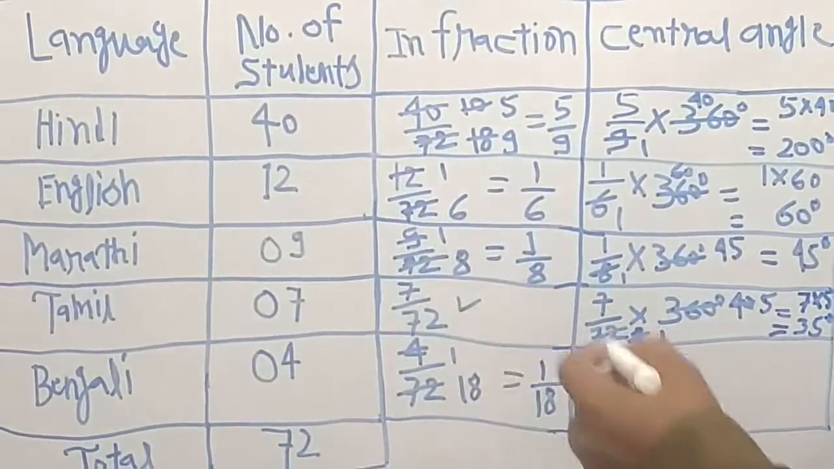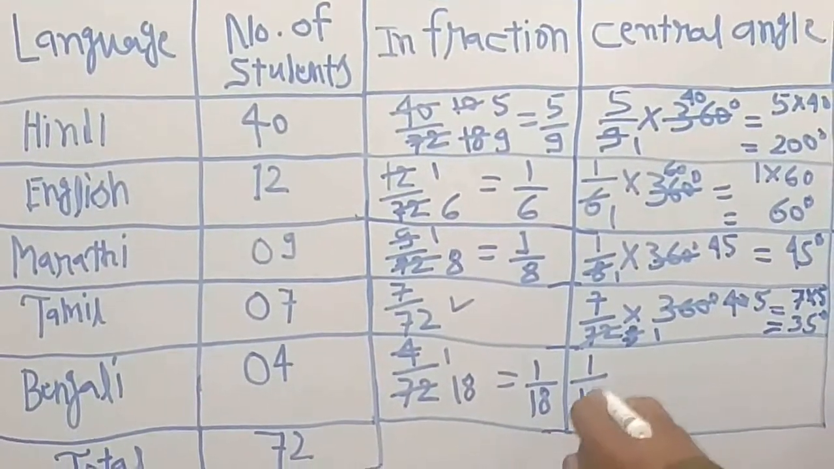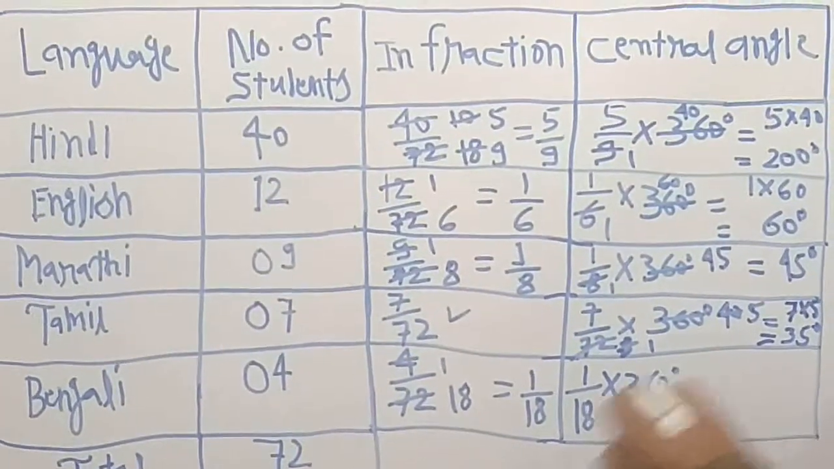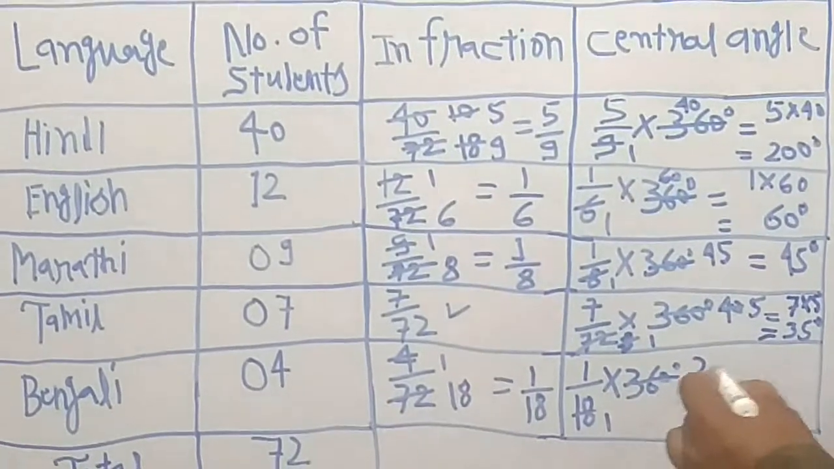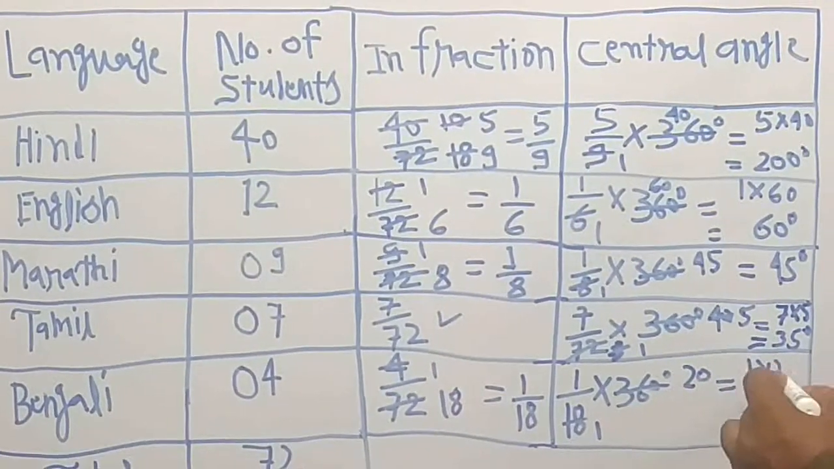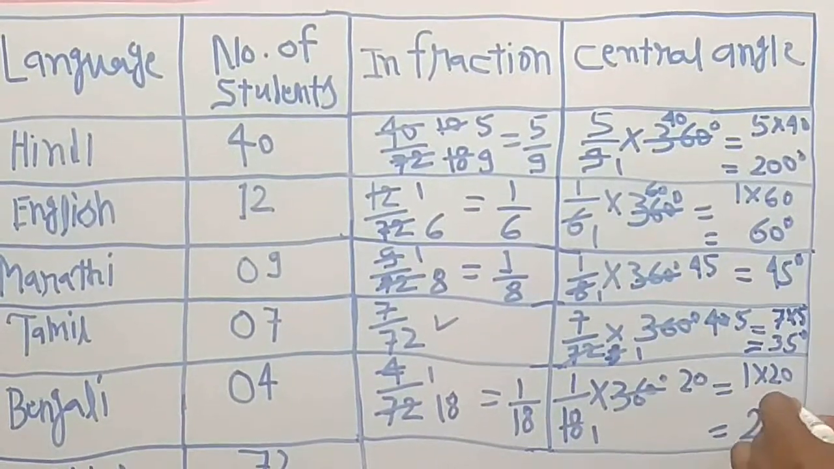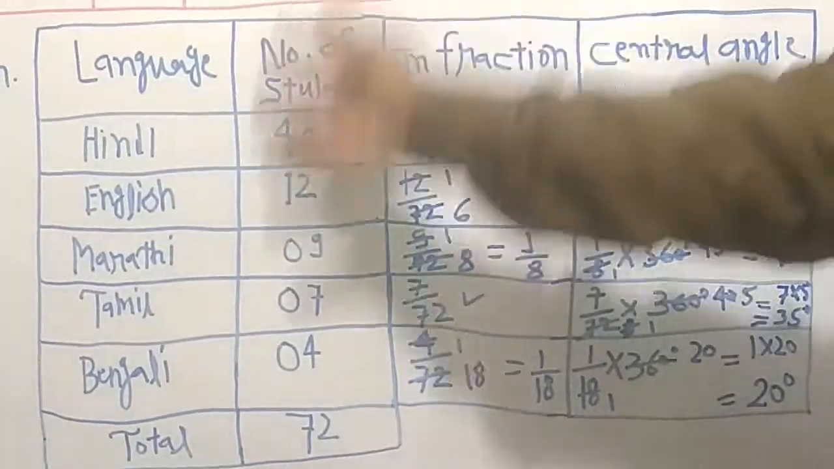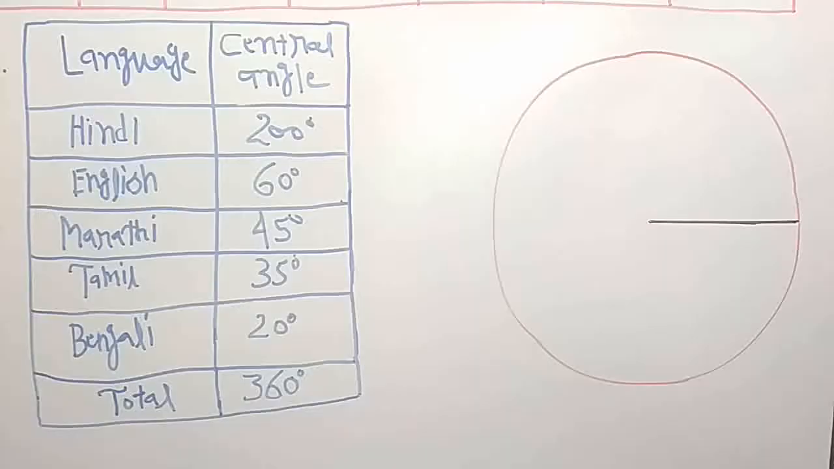Now for the Bengali it is 1 upon 18, multiplied by 360 degrees. 18 ones are 18, 18 twos are 36, 18 zeros are 0. It is 20. So 1 into 20 gives you 20 degrees. So all these are the central angles for these languages. Now we are going to plot the pie chart.